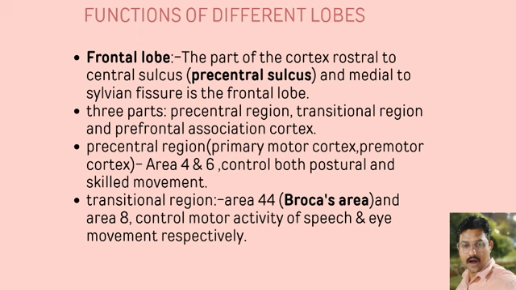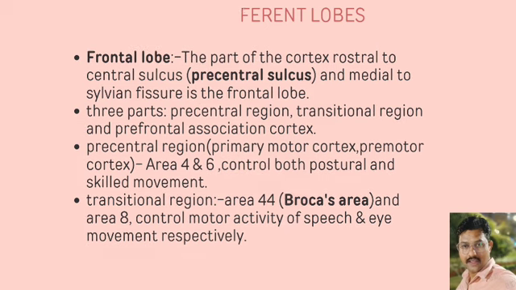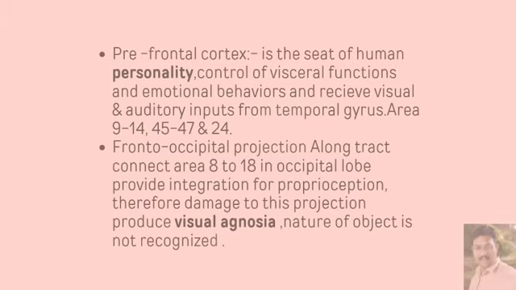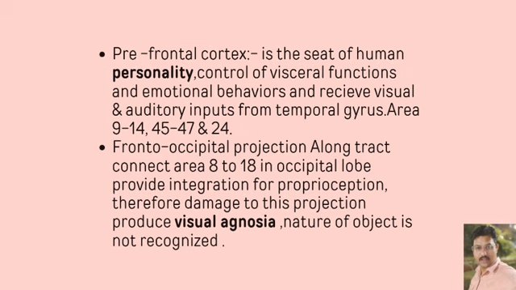The frontal lobe has 3 parts, present anterior to the precentral sulcus: primary motor cortex area 4 and 6, premotor cortex area 8 and 44, and prefrontal cortex area 9 to 14, 24, and 45 to 47. The primary motor cortex area 4 and 6 controls voluntary and skilled movement. Premotor cortex area 8 and 44 controls eye movement, and area 44 is Broca's area, which controls motor activity.